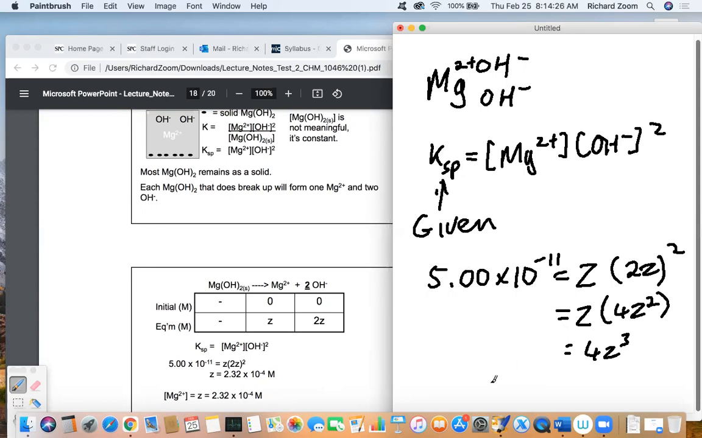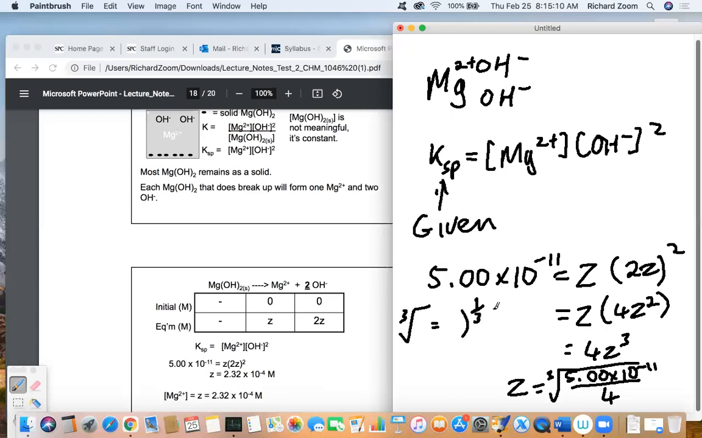Okay, so if we isolate Z, then it's going to be the cube root of 5.00 times 10 to the negative 11 divided by 4. And in your calculator, and I'd like you all to try this, please, what that means is you do 5.00 times 10 to the negative 11 divided by 4, and then you can do it to the power of 1/3. So this cube root here is equal to the power of 1/3.